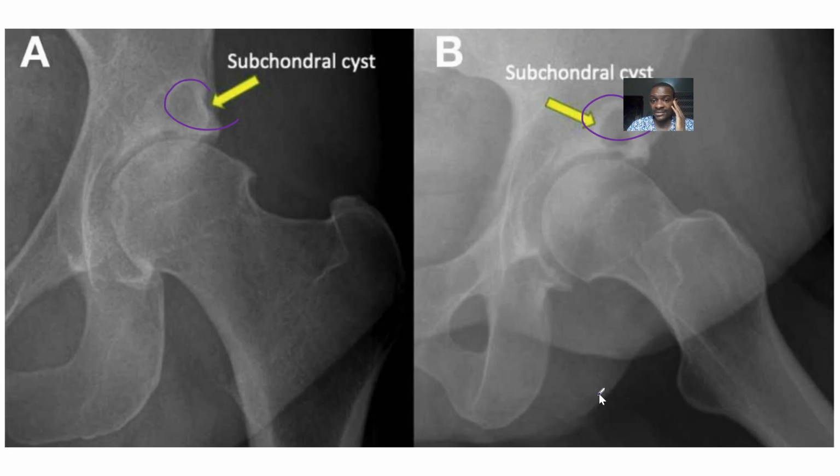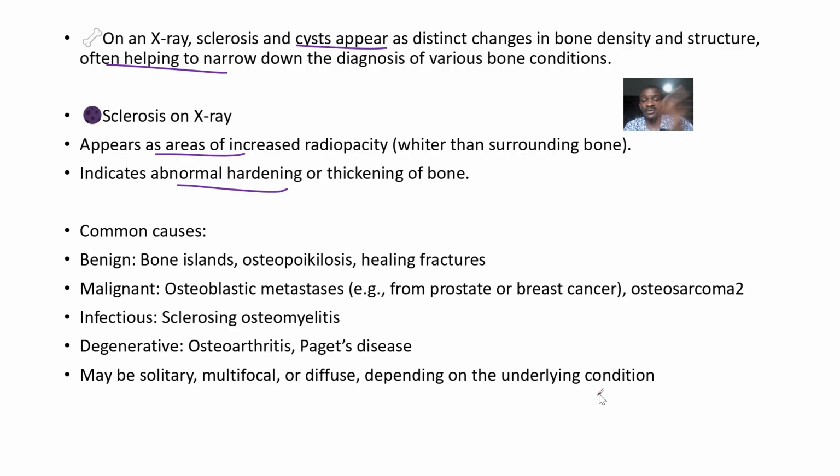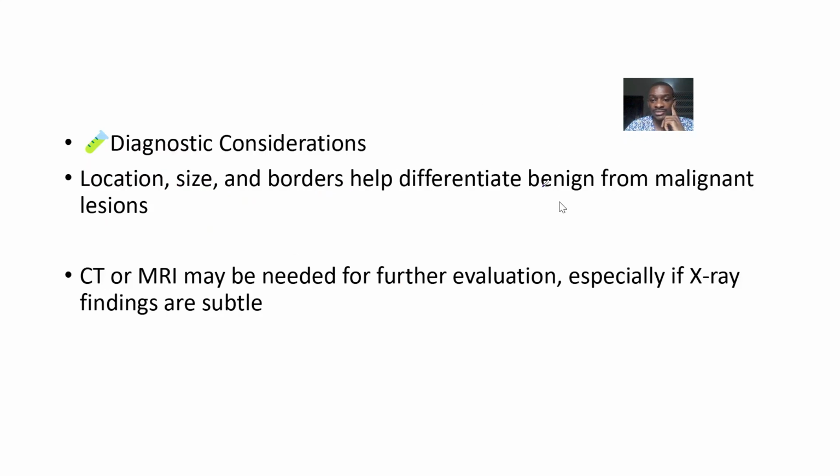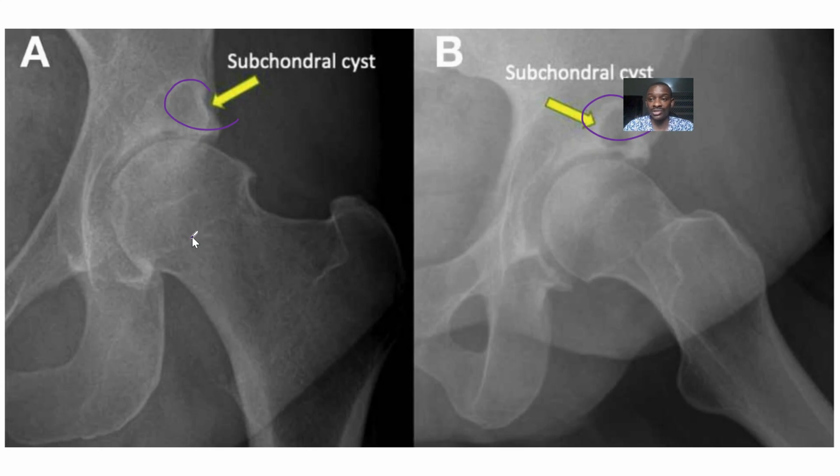Then a cyst is just like some outgrowths. Cysts appear as radiolucent areas within the bone, representing fluid-filled or empty cavities. Common types are simple bone cyst, aneurysmal bone cyst, subchondral cyst, and tumor-related cyst. Diagnosis considerations for the cyst depend on the location, the size and the border. CT scans and MRI are the best to visualize this, and you should also do some other imaging tests too.